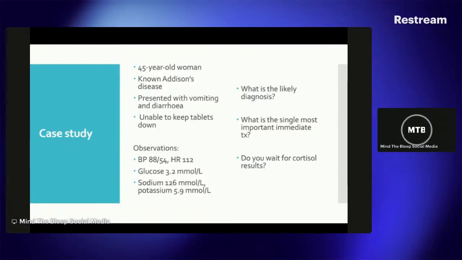What's the likely diagnosis? What is the single most important immediate treatment? And would you wait for the cortisol results? So I'll give you guys another minute or so to think.